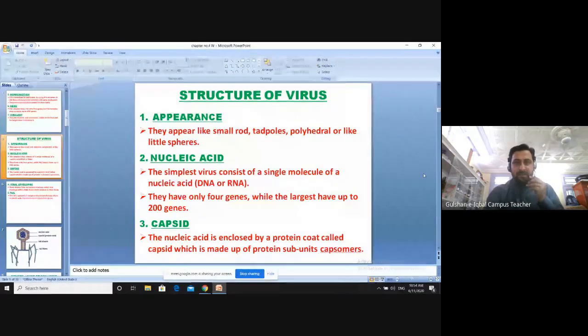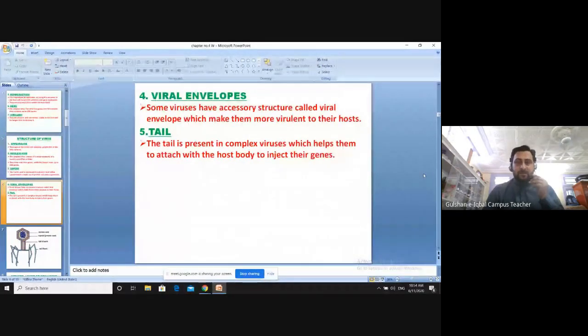Okay, let's see the next. Viral envelopes. Envelopes are not present in all viruses, but they are present in some viruses. It is an accessory structure which is normally present above the capsid, above the protein coat. The viruses which have the viral envelope are more dangerous, more poisonous to their host.